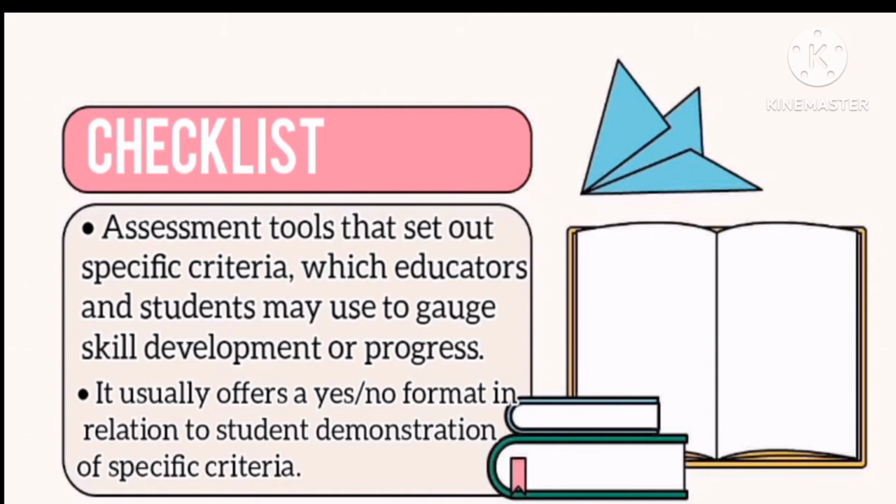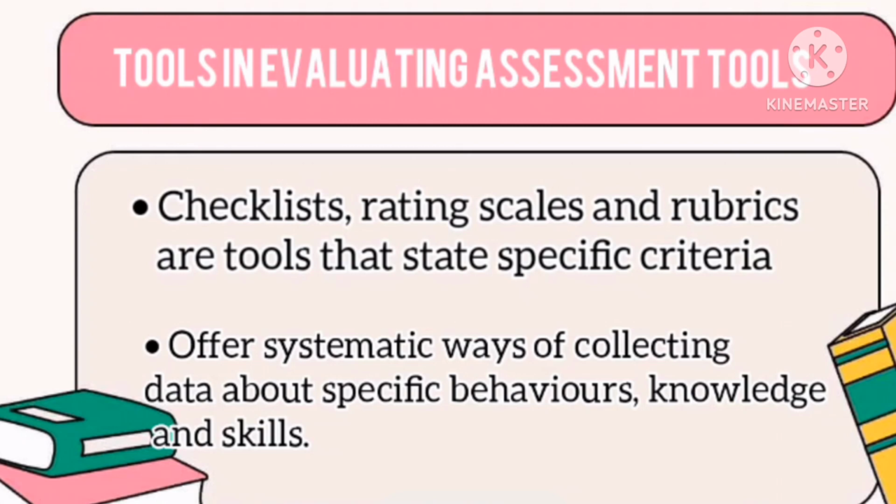So checklists, rating scales, and rubrics are tools that state specific criteria and offer systematic ways of collecting data about specific behaviors, knowledge, and skills. The quality of information acquired through the use of checklists, rating scales, and rubrics is highly dependent on the quality of descriptors chosen for assessment. The benefit is also dependent on the student's direct involvement in the assessment and understanding of the feedback provided.